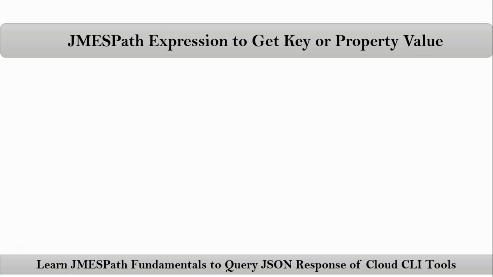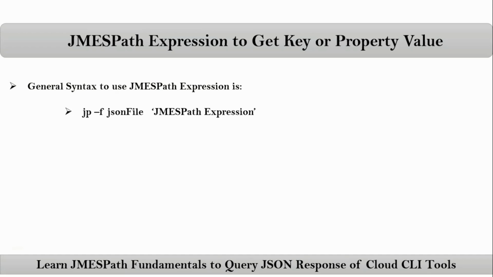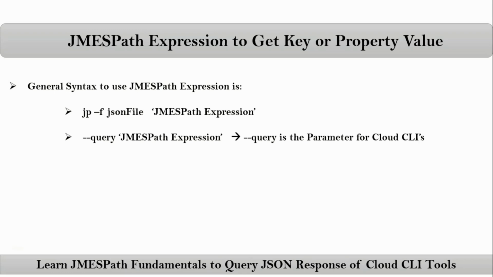Friends, here we are talking about JMESPath expression to get key or property value. See, the general syntax to use JMESPath expression is, this is directly for JPCLI and this is for Cloud CLIs. So simply you have to mention your JMESPath expression inside quotations. As of now we are using single quotation here, but we can also use double quotations.